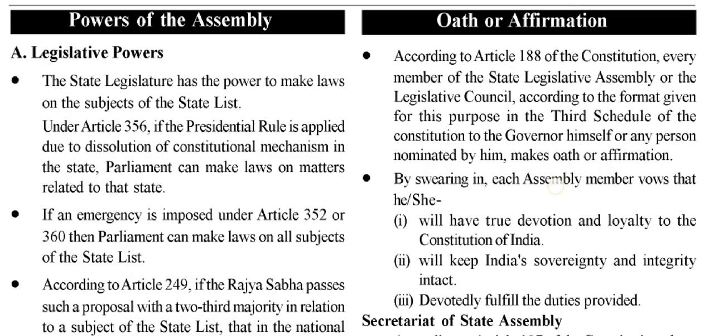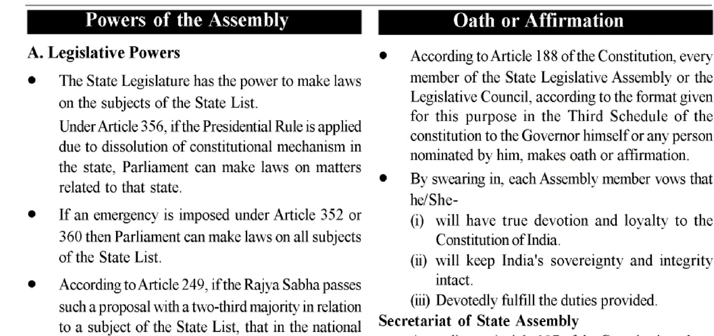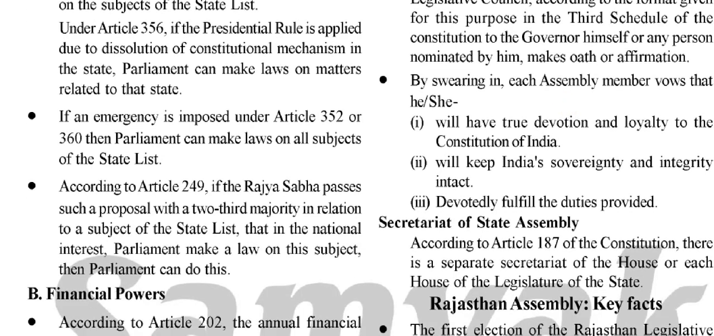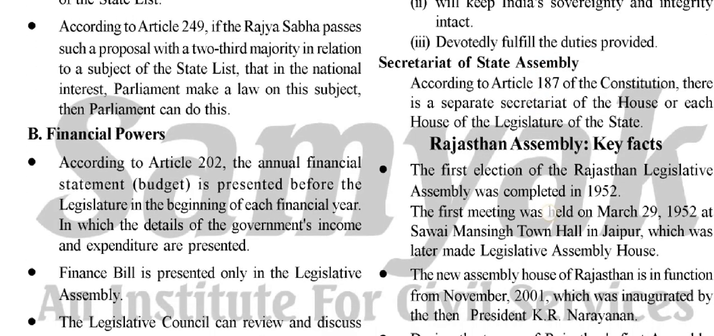Powers of Assembly. A. Legislative powers. The state legislature has the power to make laws on the subjects of the state list. Under Article 356, if President's rule is applied due to breakdown of the constitutional machinery in the state, Parliament can make laws on matters related to that state. If an emergency is imposed under Article 352 or 360, then Parliament can make laws on all subjects of the state list. According to Article 249, if the Rajya Sabha passes a proposal with a two-third majority in relation to a subject of the state list that in the national interest Parliament should make a law on this subject, then Parliament can do this.